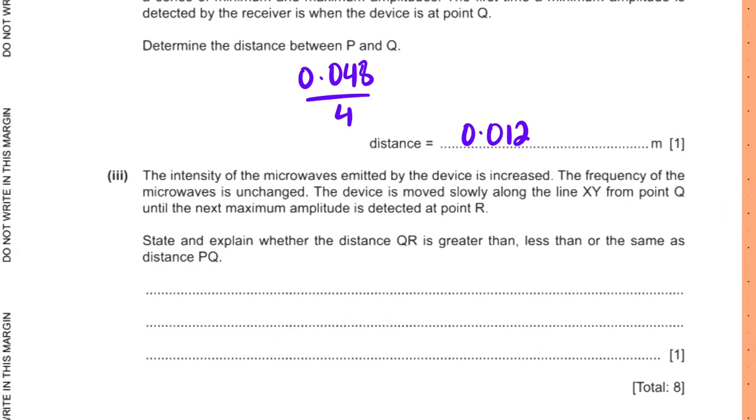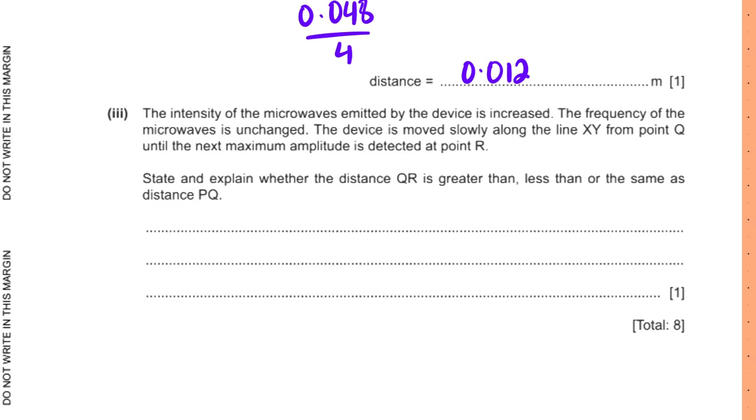The intensity of the microwaves emitted by the device is increased. So whenever you see the word intensity, the other term that should pop up in your head is amplitude. So intensity being increased means that amplitude is also increasing. The frequency of the microwaves is unchanged. The device is moved slowly along the line XY from point Q until the next max amplitude is detected at point R. State and explain whether the distance QR is greater than, less than, or the same as PQ. All right. So when we talk about the distance which is formed, that's basically because of the wavelength, right? And the wavelength is then linked to the frequency by this equation.